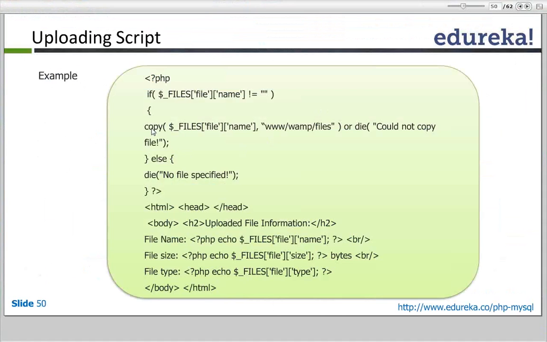Now, if you can see in this example, we are using the copy function. This copy function basically copies the file from the temporary location to the permanent location in the system. So I think everything regarding the file is given here, and I've given you the practical example of each and everything.